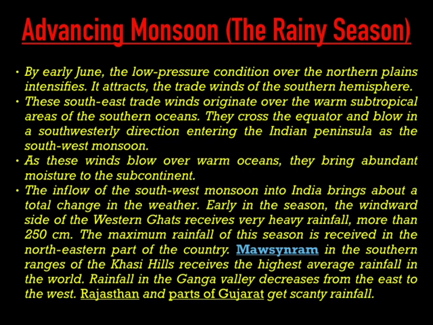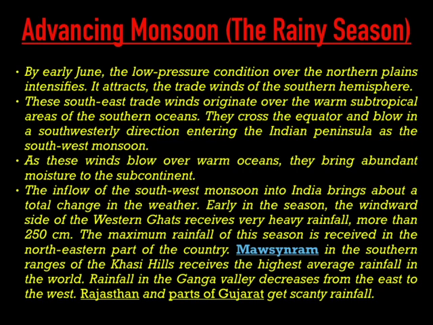These southeast trade winds originate over the warm subtropical areas of the southern oceans. They cross the equator and blow in the southwesterly direction, entering the Indian peninsula as the southwest monsoon. As these winds blow over the warm oceans, they bring abundant moisture to the Indian subcontinent. The inflow of the southwest monsoon into India brings about a total change in the weather. Means the summer is now replaced by the rainy season.